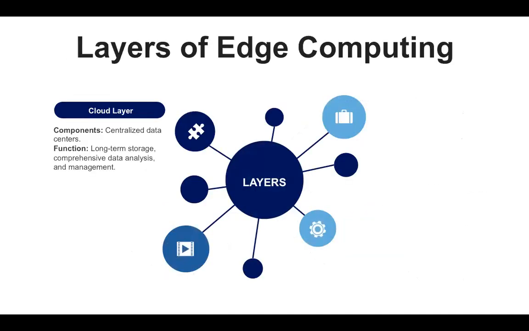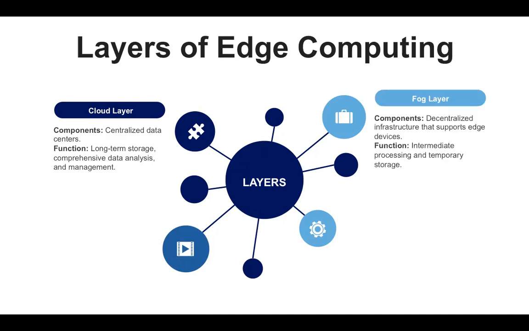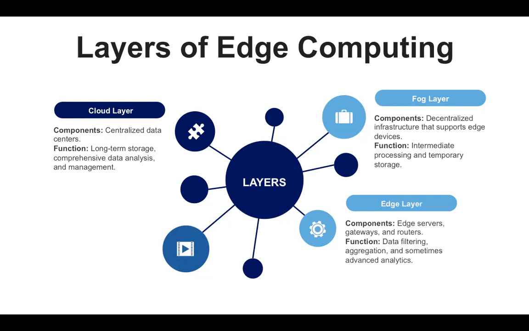Layers of edge computing. There are 4 layers of edge computing, which includes the cloud layer. Cloud layer has components, centralized data centers. Its function is long-term storage, comprehensive data analysis, and its management. Only a comprehensive amount of data is analyzed at the centralized data centers, such as the cloud layer. The second layer is the fog layer. Its components are decentralized infrastructure that supports edge devices. Its function is intermediate processing and temporary storage.